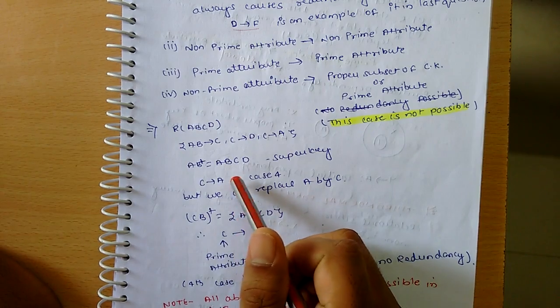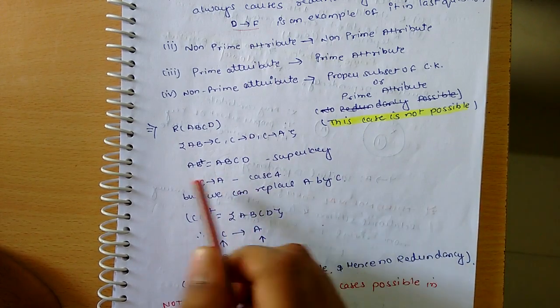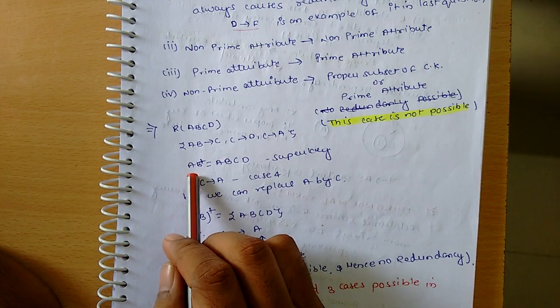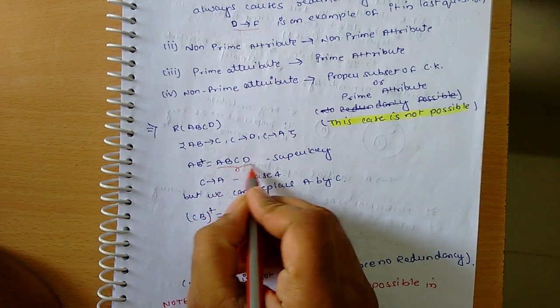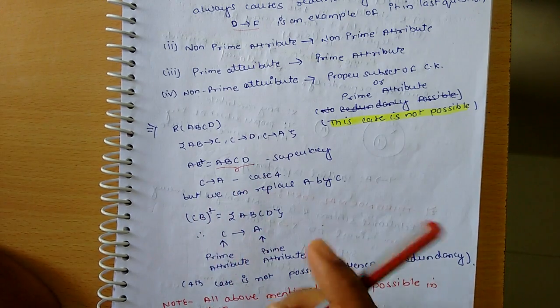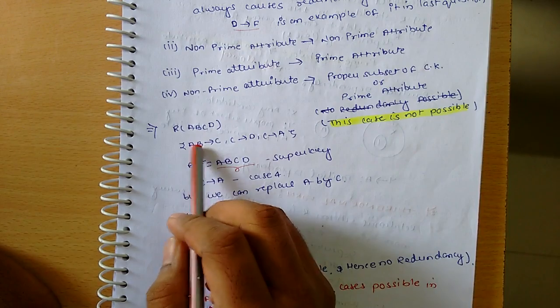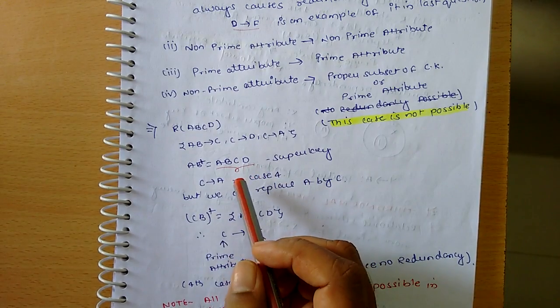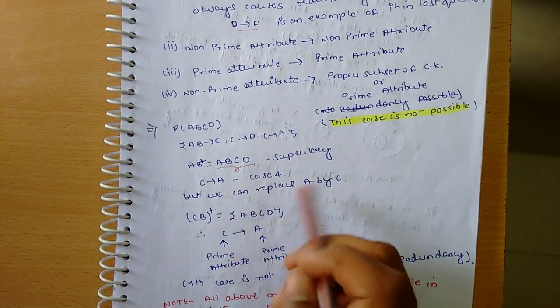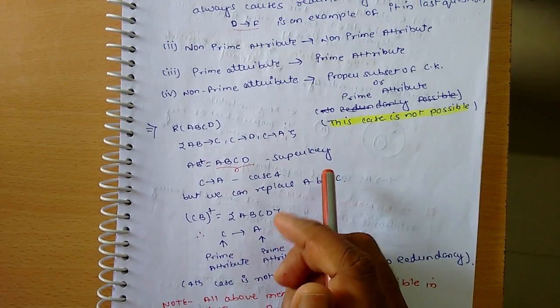So what is the candidate key for this relation? We can see here that AB is a candidate key because it can determine all the attributes of the given relation. So AB+ is ABCD, and AB is a super key, or we can say it's a candidate key.